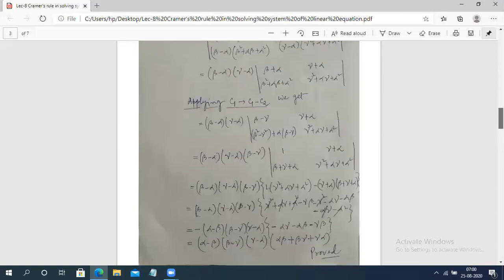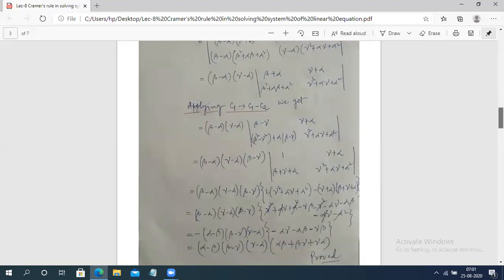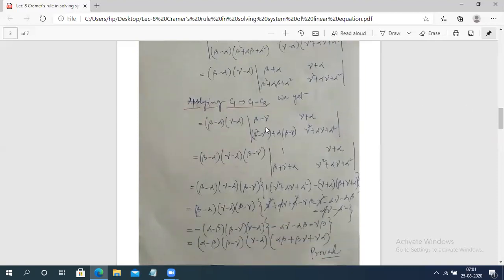So for this, just write the terms of C1 as C1 minus C2. Then it will be beta minus gamma and beta square plus alpha beta plus alpha square minus this term. So alpha square will get cancelled, and we will be left with the term beta square minus gamma square plus alpha into beta minus gamma. And C2 will remain unchanged because there is no transformation in C2, only C1 we are changing. So write the terms as it is. This.